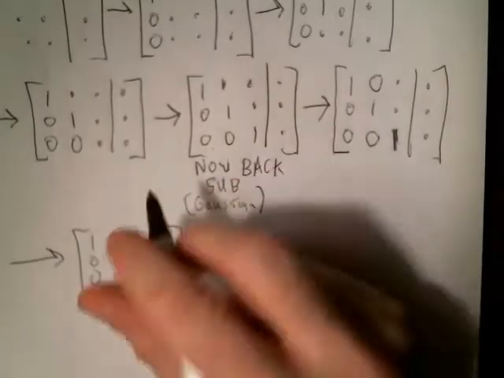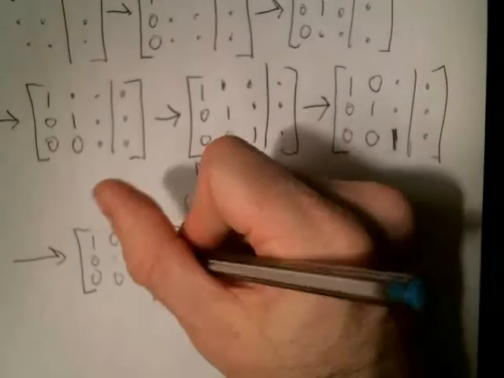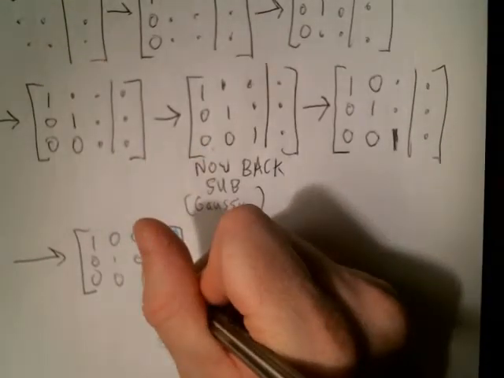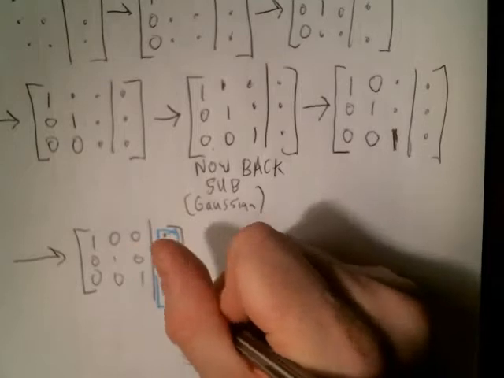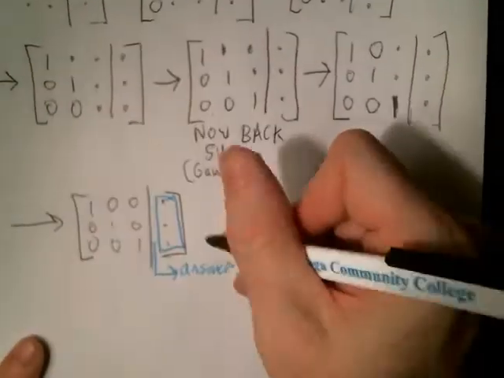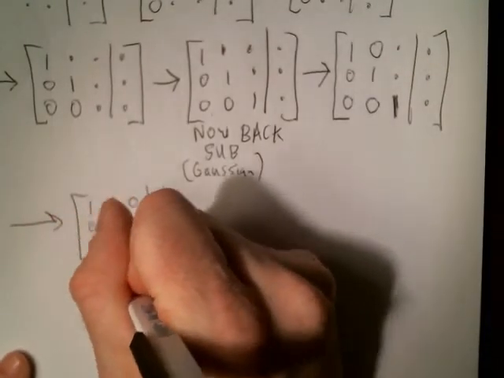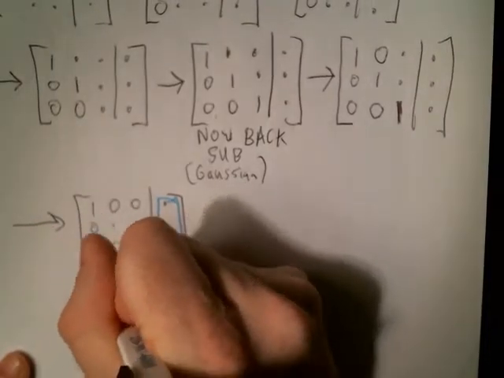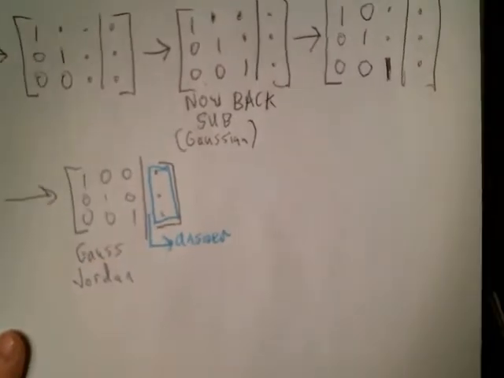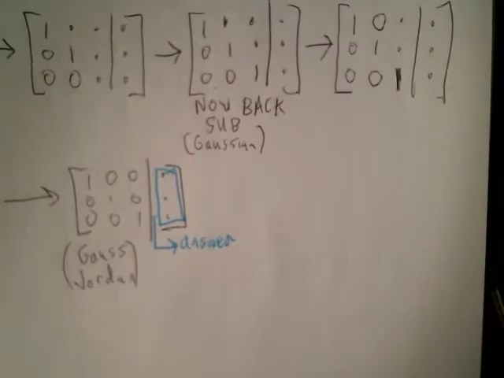Anyways, the answer of your system will be sitting right here. So this would be like an ordered triple, your answer. And this is the Gauss-Jordan elimination. Okay, so Gauss-Jordan method. Okay, so the book's also going to call that reduced row echelon form, I believe. Okay, yeah, I think so.